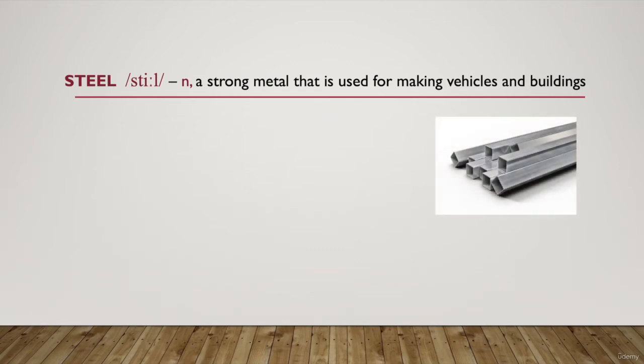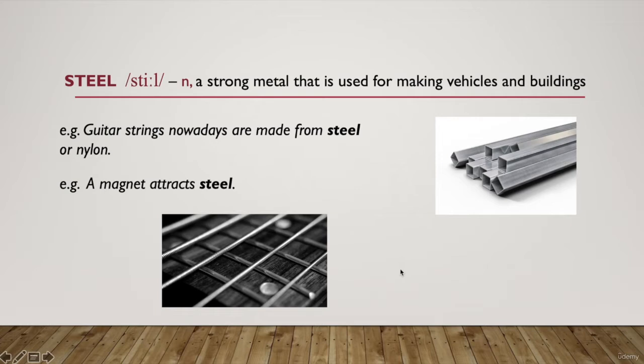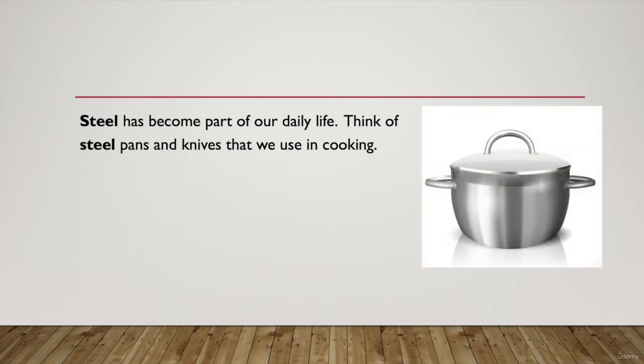It means a strong metal that is used for making vehicles and buildings. Let's look at an example. Guitar strings nowadays are made from steel or nylon. In this picture, you can see strings made of steel. And another example, a magnet attracts steel. Steel has become part of our daily life. Think of steel pans and knives that we use in cooking.